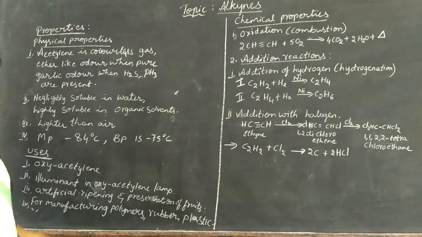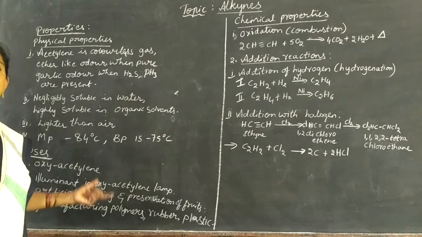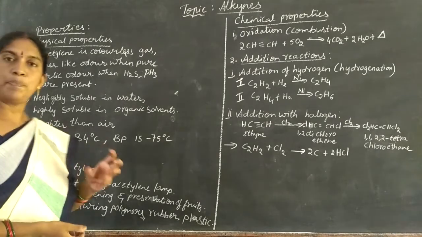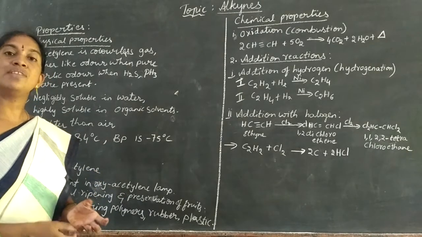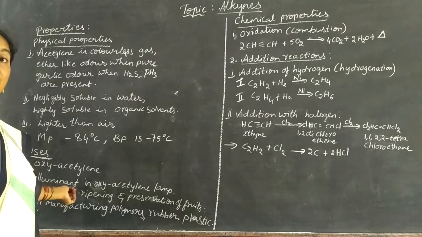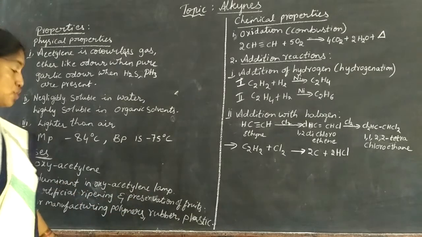Understand, it is used in oxyacetylene lamps, and it is also used for the artificial ripening and preservation of fruits. In order to ripen the fruits quickly, we send this gas, or ethene gas also we can send. Understand? And even in the preservation of the fruits.